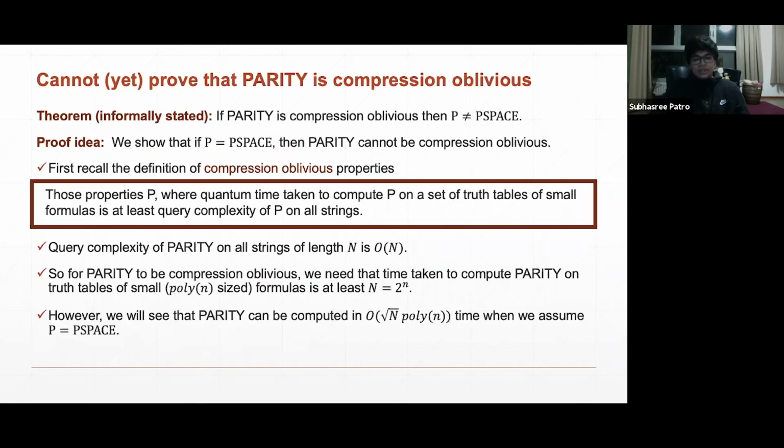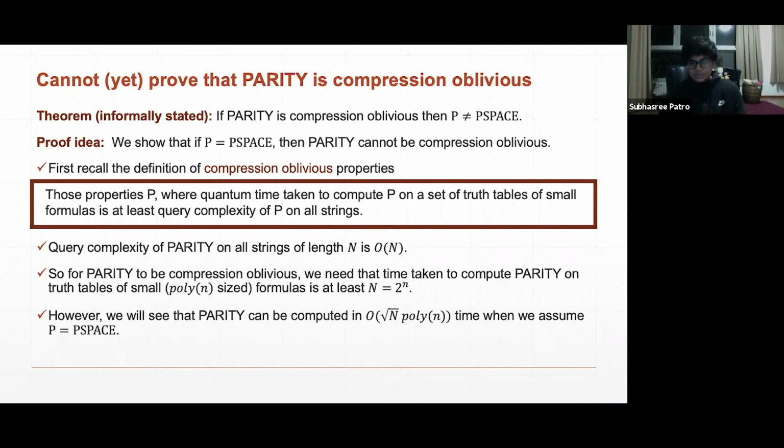So now we come back to our original question, that is, we wanted to show that if parity is compression oblivious, then P will be separate from PSPACE, and we were trying to show it by contradiction. So we are going to assume P equals PSPACE, and with that assumption we are going to show that parity cannot be compression oblivious. Now I'm not going to go over the definition of compression oblivious again, but just a reminder, the query complexity of parity on all strings is order n.